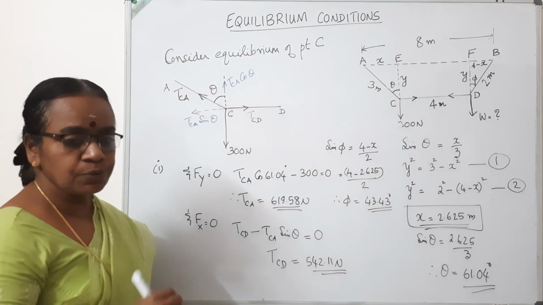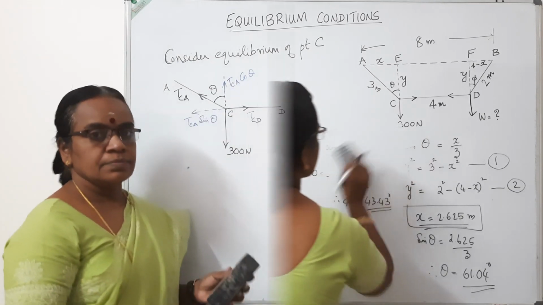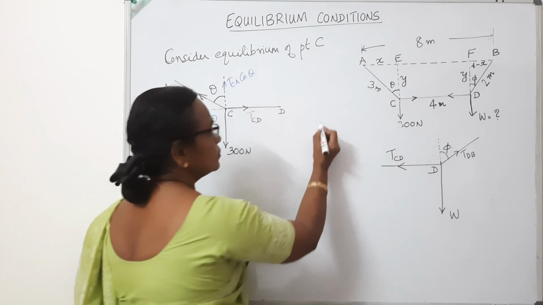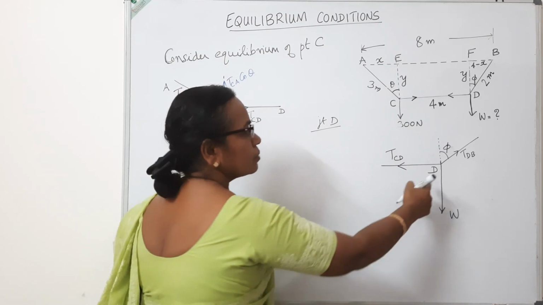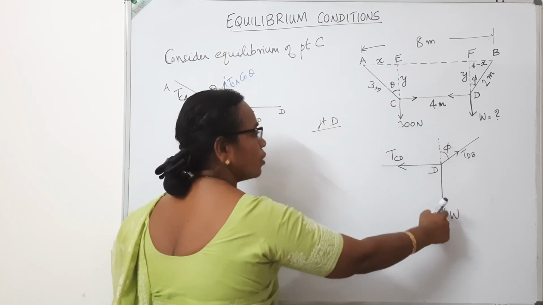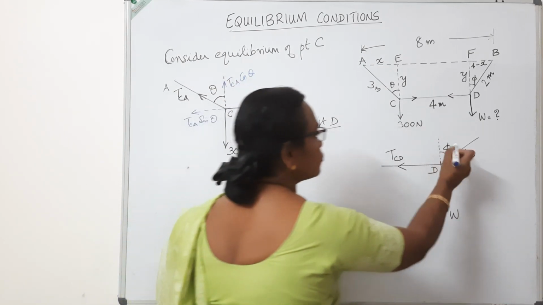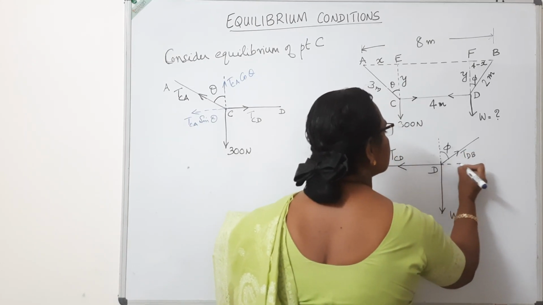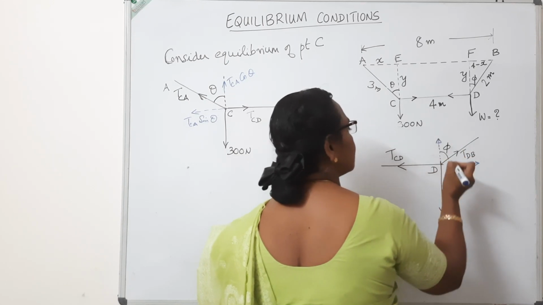So to get W, we will go to the next joint, joint D. Next, we will be considering the equilibrium of joint D. By applying sigma, this force is acting downwards. TdB is an inclined force. This has to be resolved into two components. It is acting away from the joint. So this will be the horizontal component. This will be the vertical component.